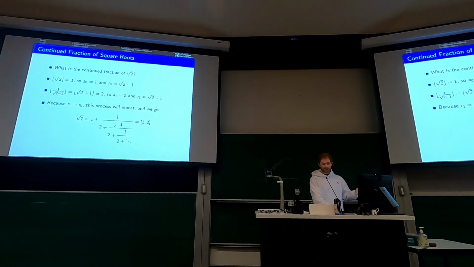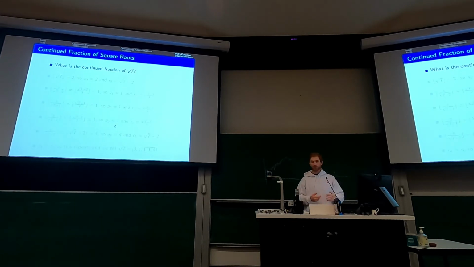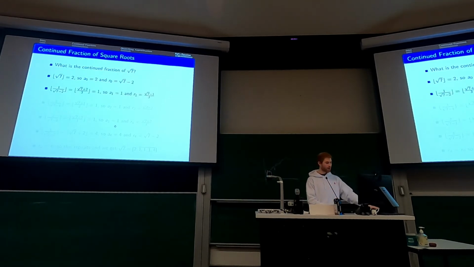So I guess is this true in general? Let's look at, say, the square root of 7. So if we do this, the square root of 7 is between 4 and 9, so the floor is 2, right? So a0 is 2, the remainder is root 7 minus 2.